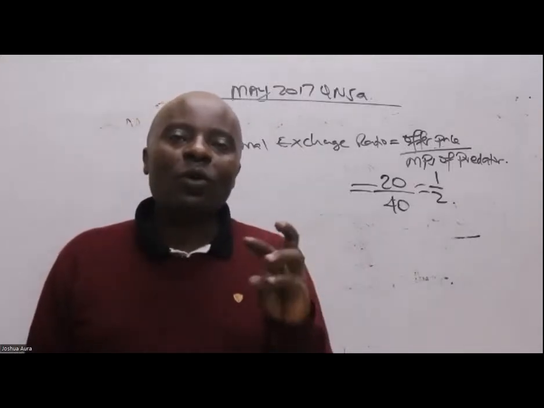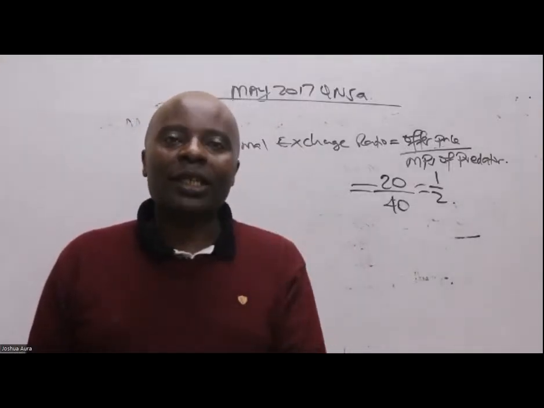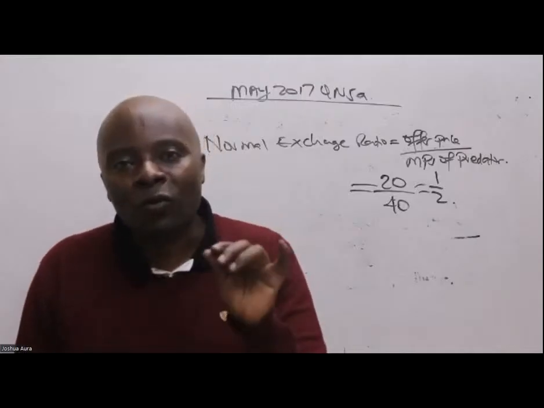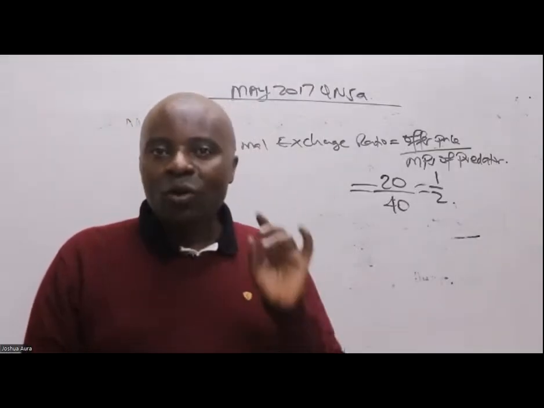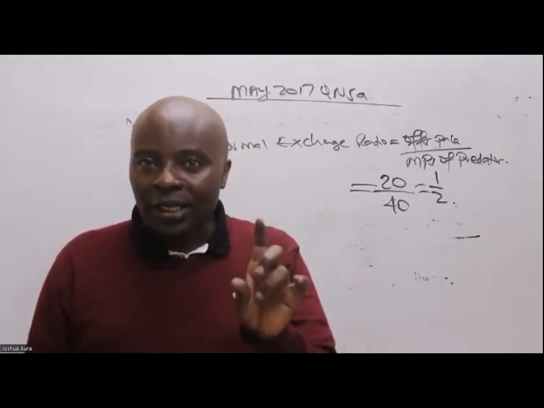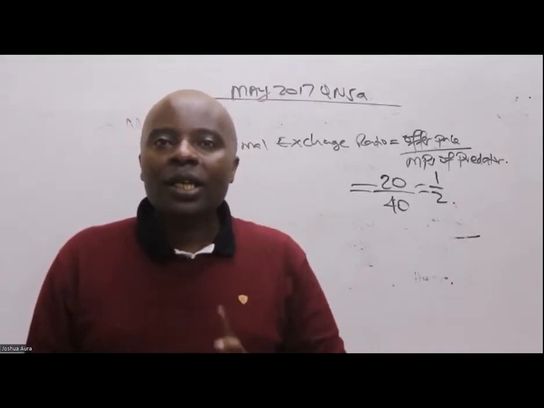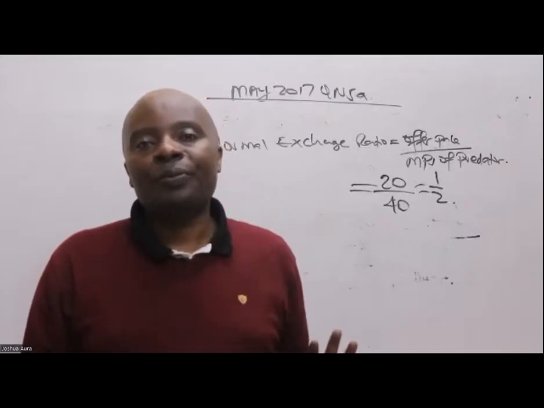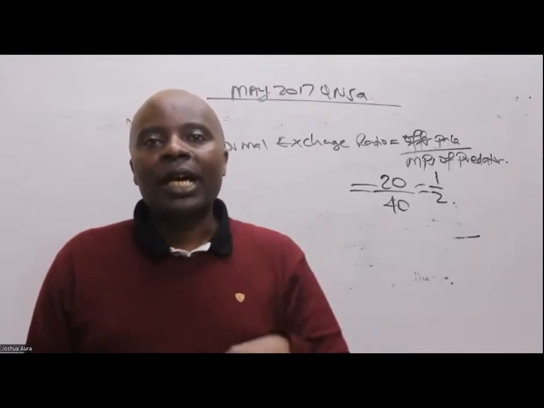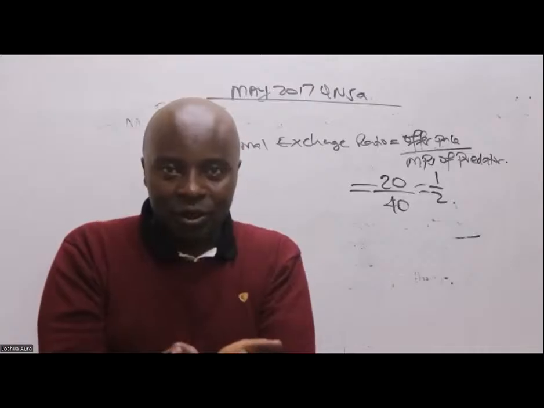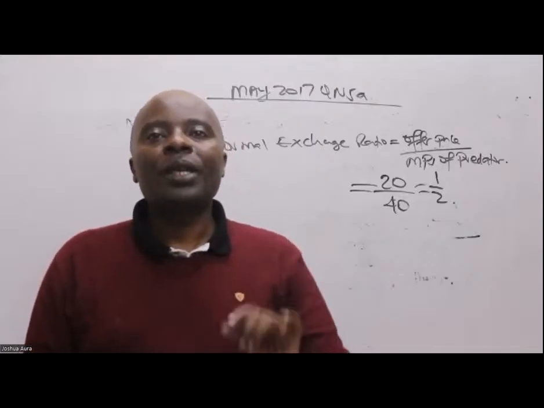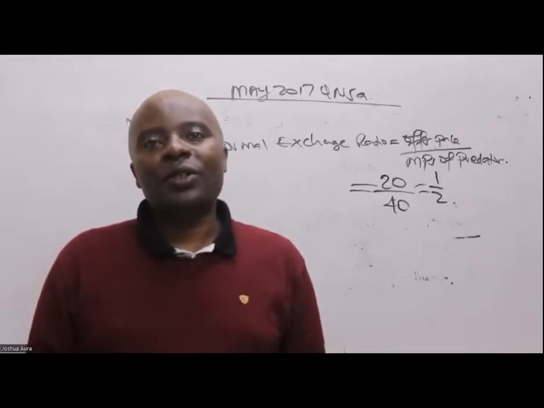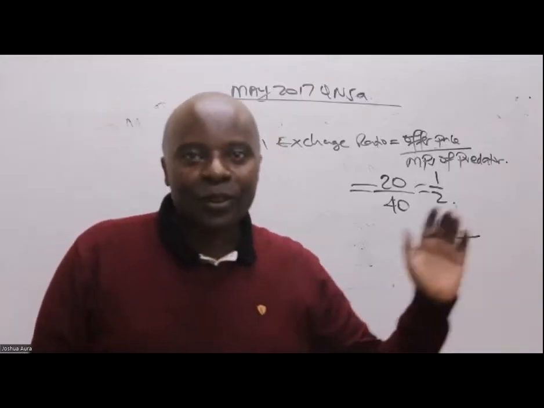So come back to the hint. Whenever you are given an offer price, which in this case, for your revision, you can say in brackets shillings 20, always compute the normal exchange ratio, and then you highlight with yellow.